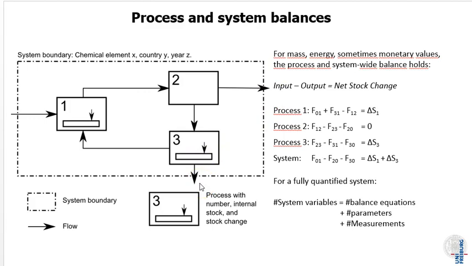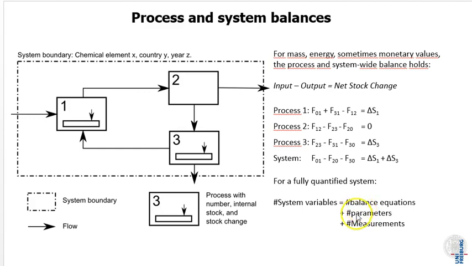For a fully quantified system, the number of system variables that you have must equal the number of balancing equations for each process, plus the number of parameters that you have, plus the number of measurements that you have to make in addition. And we will see that in several exercises how this principle applies so that you can quantify how much information you actually need to fully quantify your system.